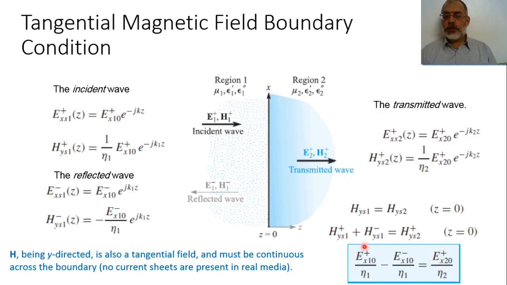So this is the second relation between the amplitude of the incident electric field, the amplitude of the reflected electric field, and the amplitude of the transmitted electric field. Now we have two equations in two unknowns.